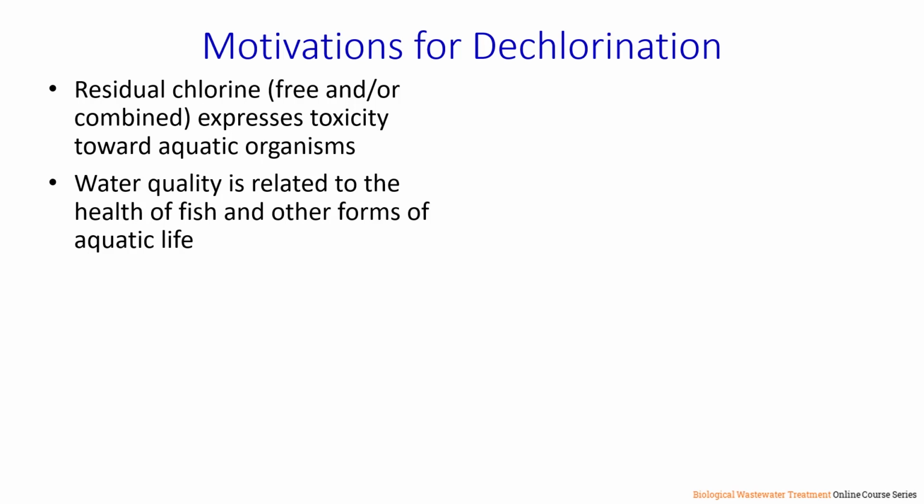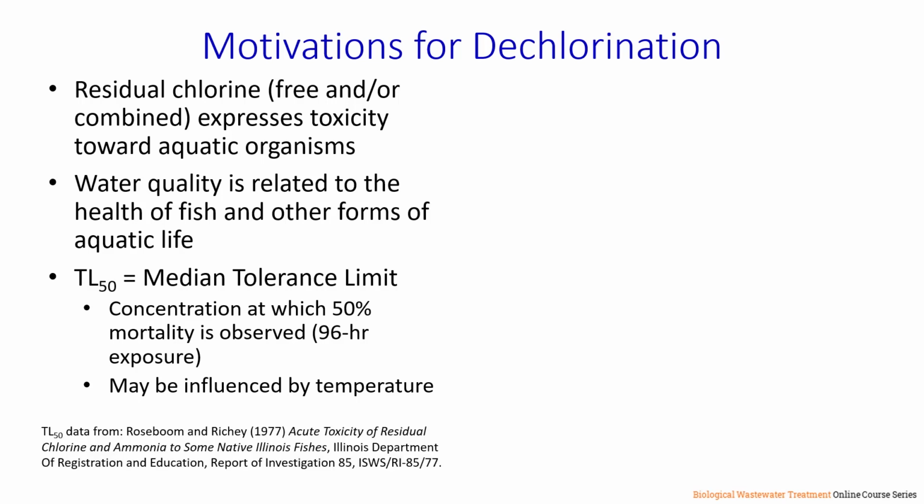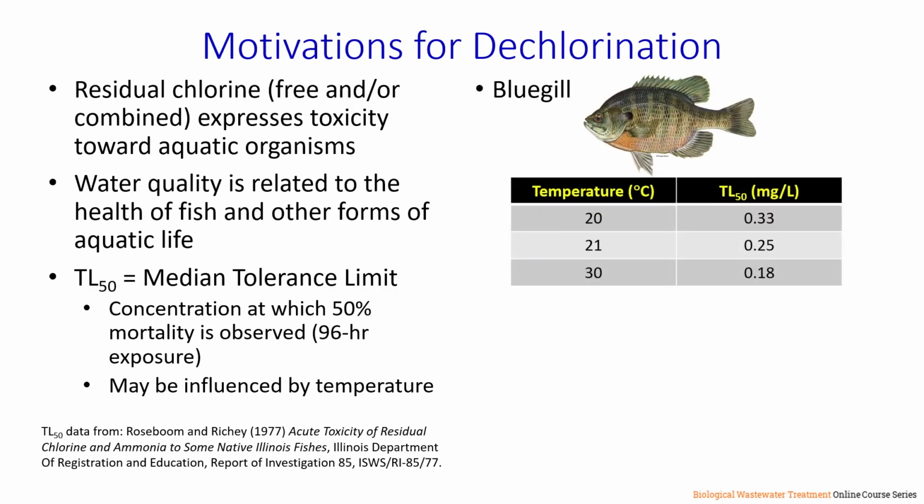There are several different ways that toxicity of a specific agent can be defined. One of them is called the TL50, or the median tolerance limit. That's the concentration at which half of the population displays mortality, typically in a 96-hour exposure with fish. This is a parameter that can be influenced by temperature in some species. Let's consider first a common fish, the bluegill. Among bluegill, we observe the TL50 to display some temperature dependence, and the typical concentration at which we quantify the TL50 is somewhere between 0.2 and 0.3 of a milligram per liter.